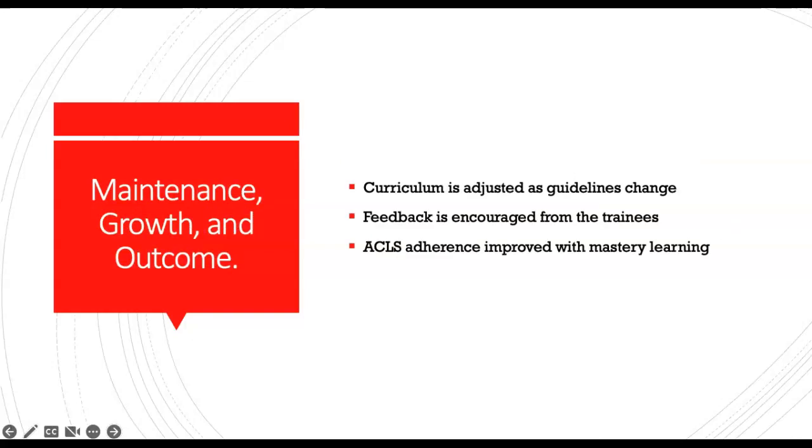The final and most important part of any program growth is maintenance and growing. This is done by reflection, evaluation, and implementation of needed changes. ACLS guidelines are reviewed on a 5-year cycle. The university continues to this day to update its curriculum to ensure that the most recent guidelines are being followed. The university also encourages feedback from residents that complete the program and will make changes based on this feedback.